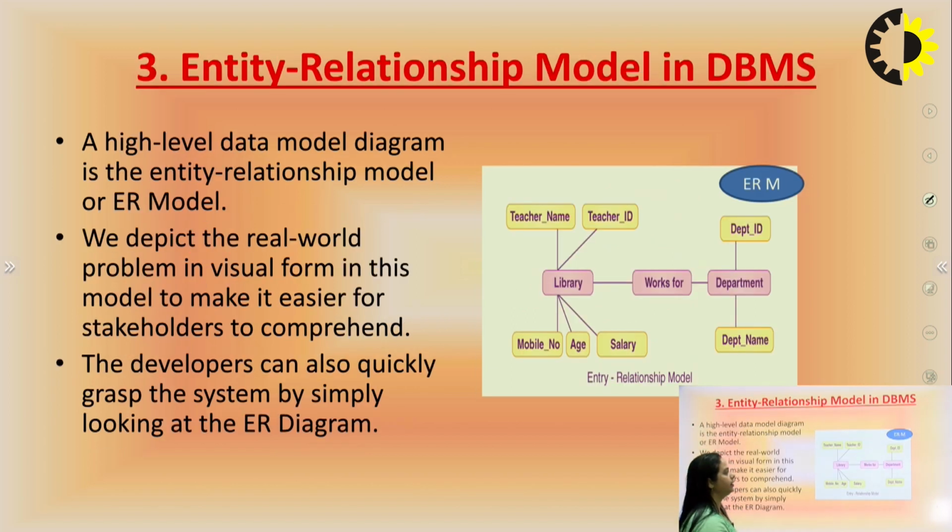Next is the entity relationship model. This is also known as the ER model. Entities are basically objects or real-world things. So it is a high-level data model diagram.